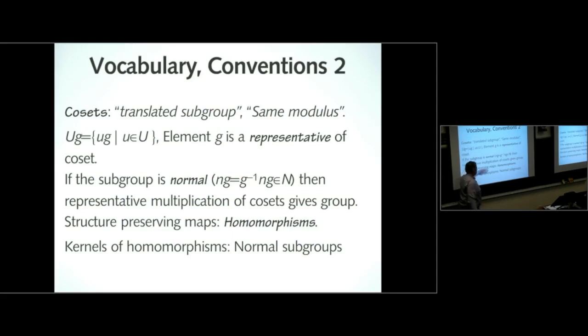A subgroup might be normal. This G should have been an exponent, sorry. If any conjugate of an element, g inverse n g for any n in N, is in there. The important thing about normal subgroups is, first, we can take cosets of the subgroup and multiply them, and we get again a group structure. And if we take a structure-preserving map, called a homomorphism, the kernel of such a map will always be a normal subgroup.